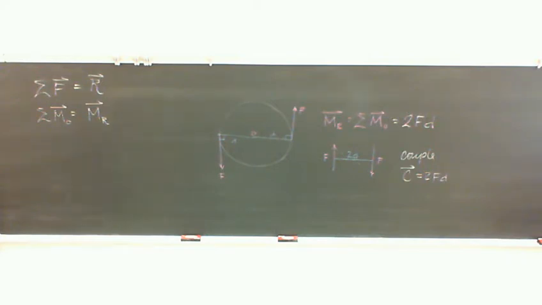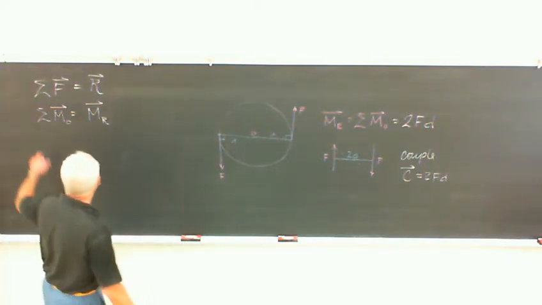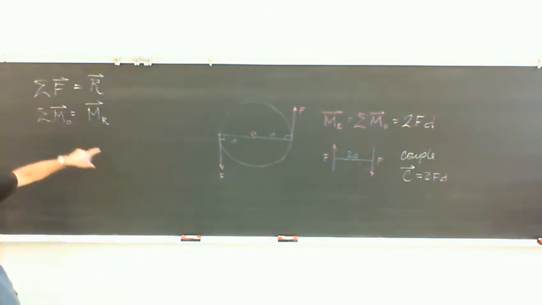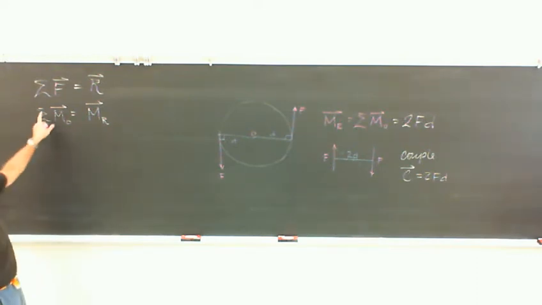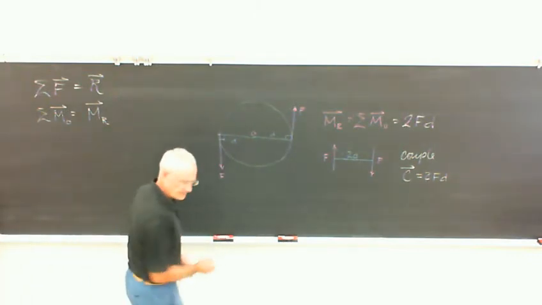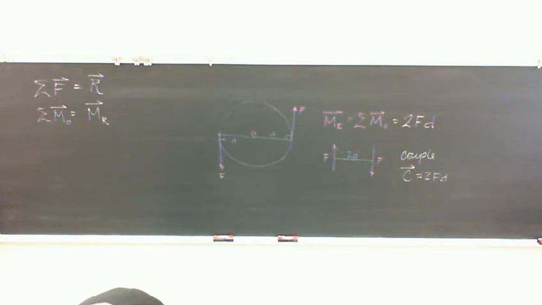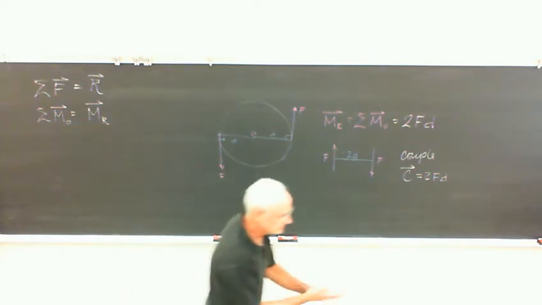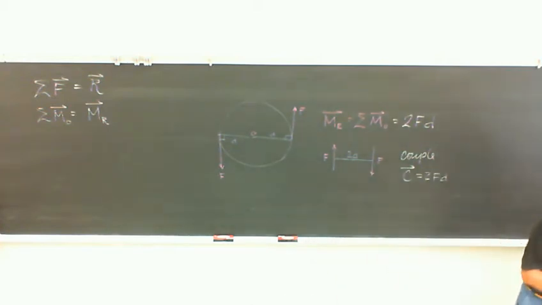Alright, this sum of the moments, a couple is just a special case of that, where the two forces happen to be equal and opposite. But the sum of the moments works for any forces, any direction we've got in a problem. If we've got that situation, then we've got a couple. So we were working on this problem with the luxury cruise liner.